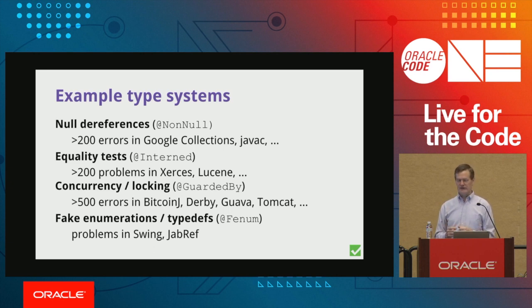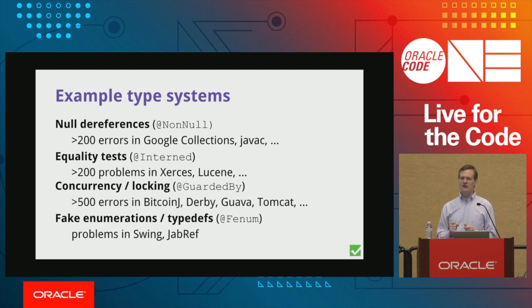Another is equality tests. Should you be using == or .equals? We found over 200 problems, and that's an optimization people often care about called interning. We found over 200 problems in Apache projects like Xerces and Lucene. Another is locking. Are you acquiring the right locks in the right places? And we found over 500 errors in projects like BitcoinJ and Derby and Guava.